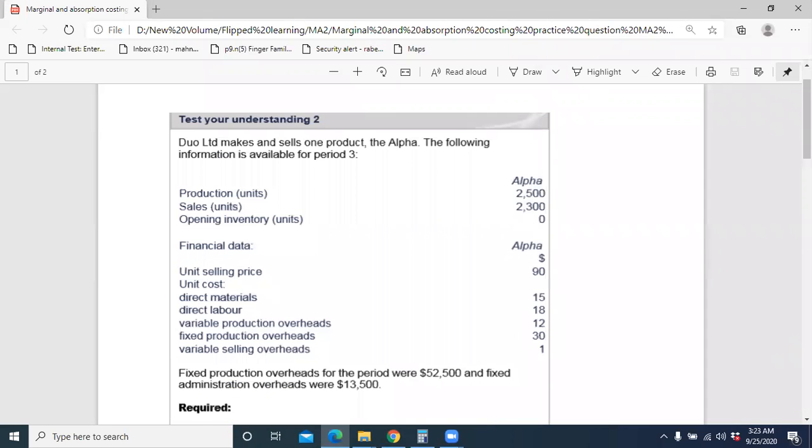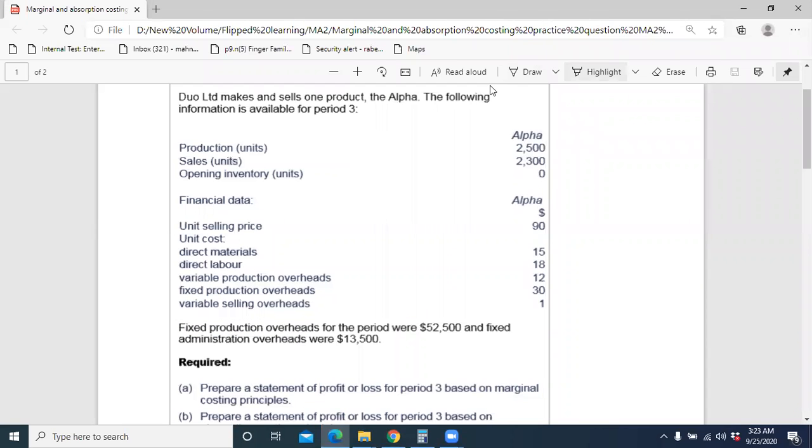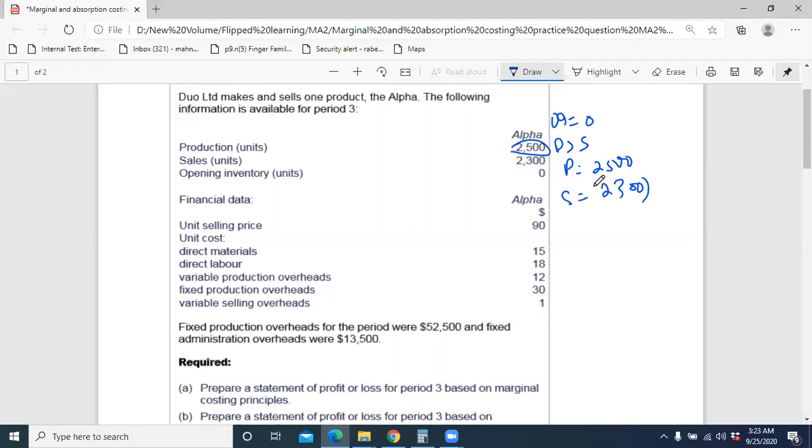This question we're going to do. So here, whenever you're producing more but selling less, for example, opening is 0 in this case, and if you produce 2,500 units but you sold only 2,300 units, the closing inventory would have 200 units. That's case number 1. Absorption profit would be higher than the marginal profit.